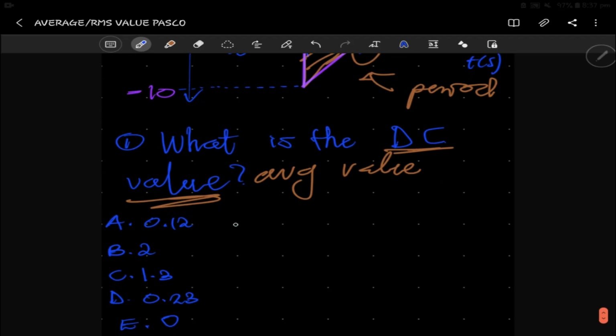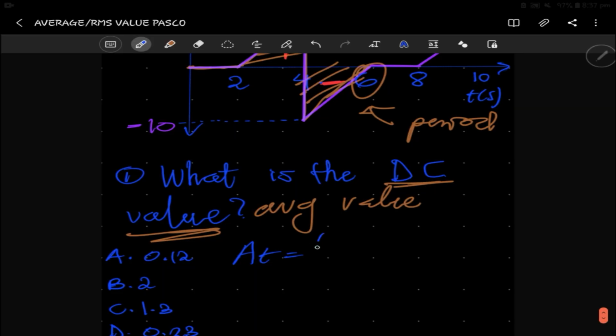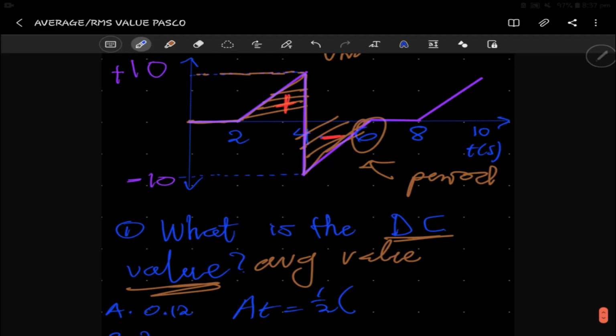So the total area under the curve, right? Let's write it A. What do we have? It's a right angle triangle, right? Or it's a triangle, right? So that's half, that's for the positive side, right? Half times base. The base is 4 minus 2, and then the height is 10, right?